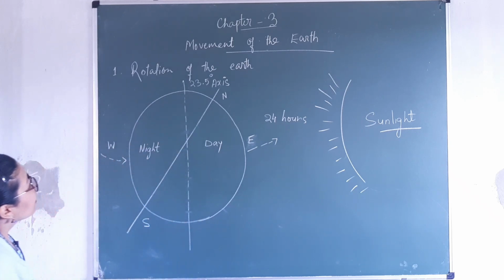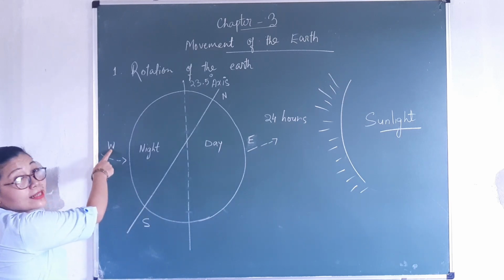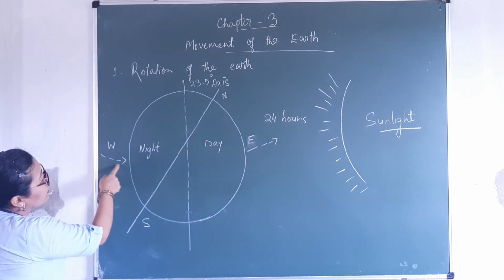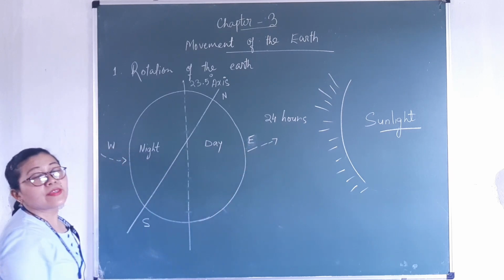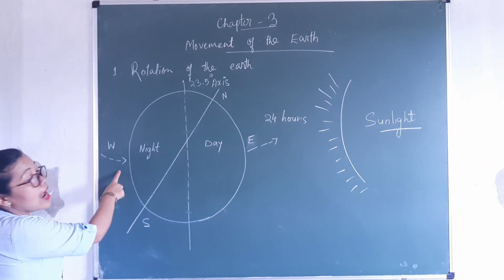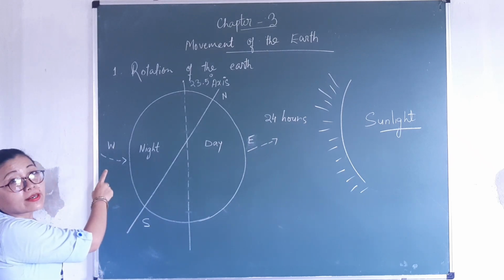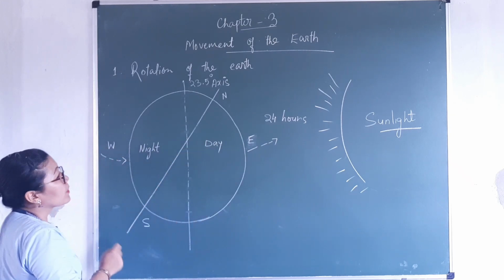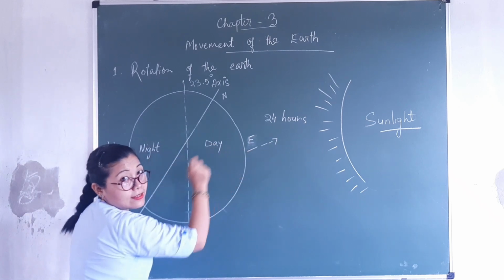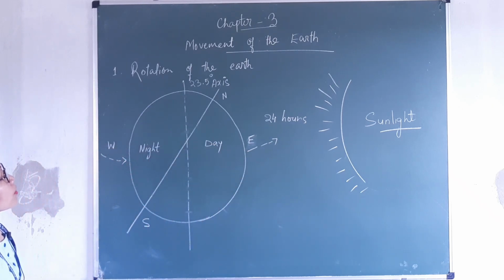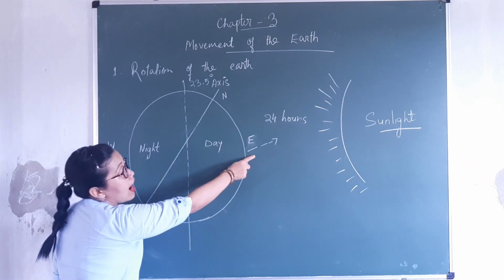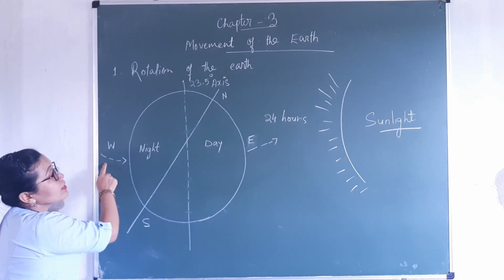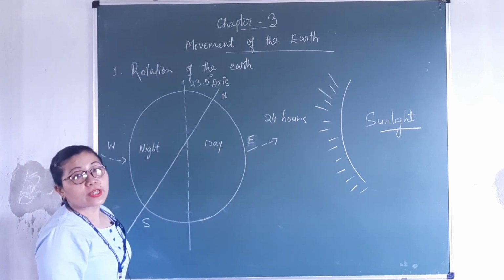Okay? Now again you can see here this side is west and this side is east. And you can see here an arrow. This means that the Earth moves around from west to east. The Earth spins from west to east. So the spinning movement of the Earth on its axis from west to east is called rotation of the Earth.